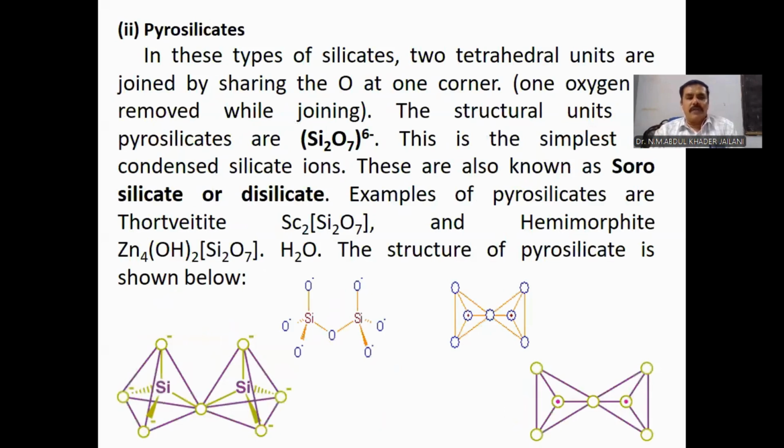The second one is pyrosilicates, or sorosilicates, or disilicates. Here, 2 silicate units are combined together by the removal of 1 oxygen atom. The general formula of pyrosilicate is Si2O7 6- ion.